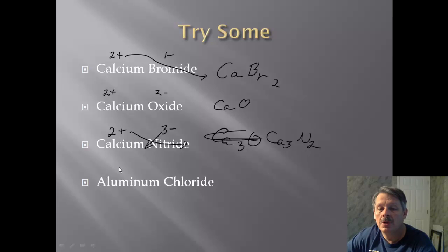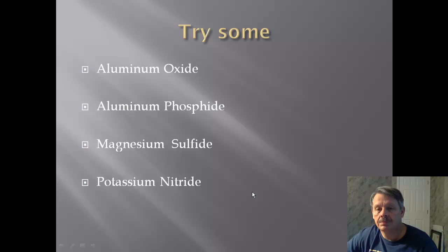And how about aluminum chloride? Aluminum is a 3+ charge. Chlorine's a 1- charge. So it's AlCl3. Okay, try some more. Pause the video.